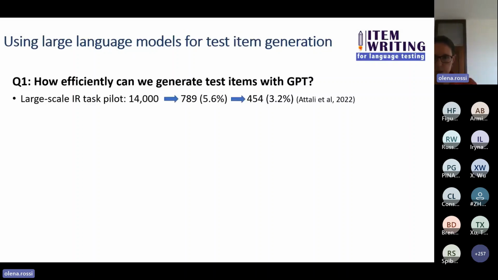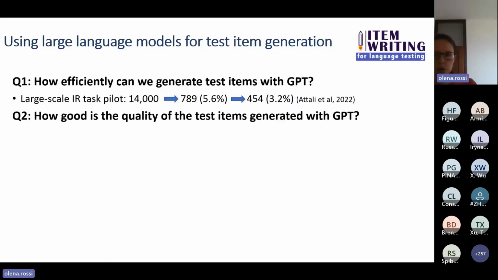This is not such a big problem though, because GPT, unlike human writers, can generate huge numbers of passages in a very short time. And we also don't have to pay it like we pay human item writers. We also hope that newer versions of GPT will do a better job, so fewer passages will be rejected during review. My second question, how good is the quality of the items generated with GPT?